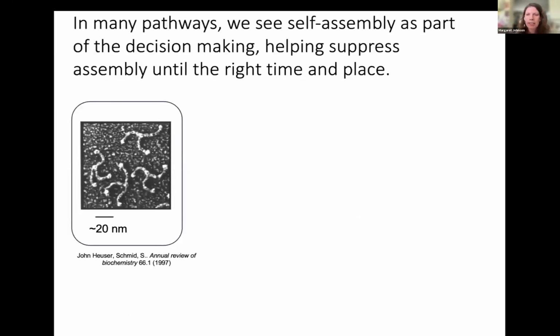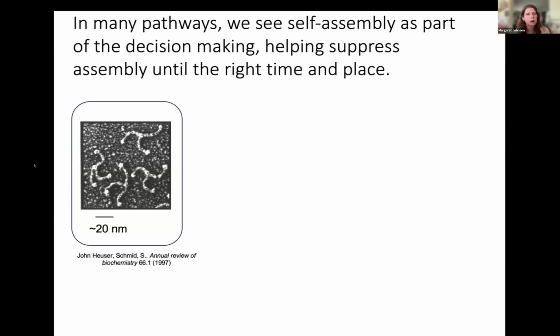Okay, and so for the last 7 minutes, I want to tell you where kinetic trapping is not always a problem. If you have weak interactions, for example, you don't have to worry about kinetic trapping. In these kinds of pathways, however, there are still challenges. And this is where we see self-assembly as really part of the decision making to help prevent assembly until you're at the right time and place.